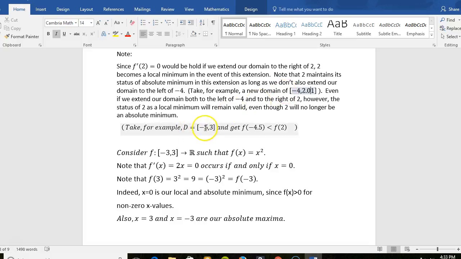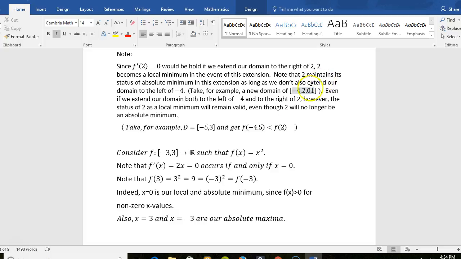Like if you extended the interval, if you extend out to 3, you're okay. I didn't really justify why you're okay. Just take my word for it. Now, if you extend out to the left, let's say you go to negative 5, you're in trouble, because let's say you plug in negative 4.5, you get something less than f of 2. Now, it's not your minimum being a local minimum. This time it's not localness that's in trouble, it's absoluteness that's in trouble.